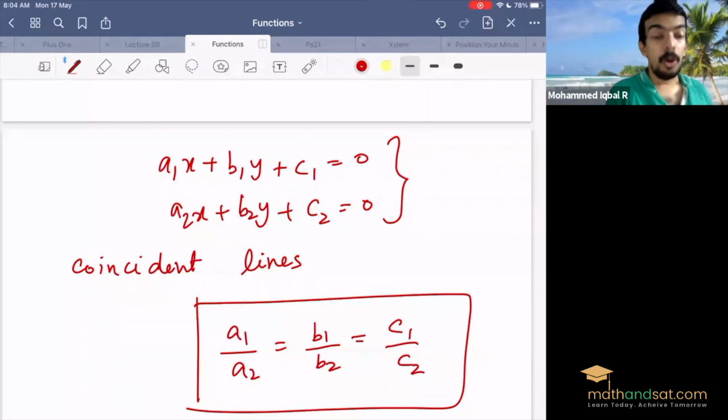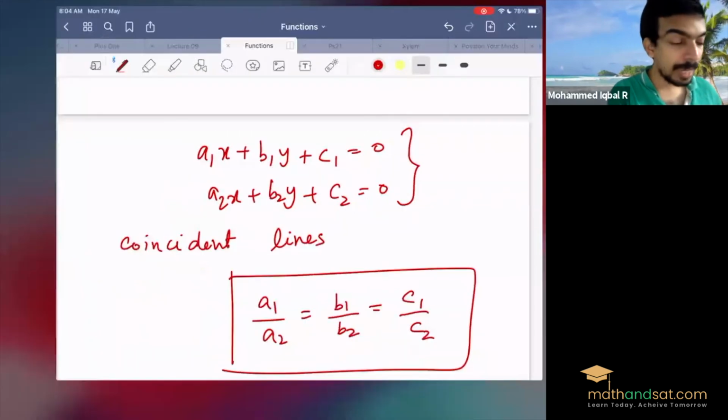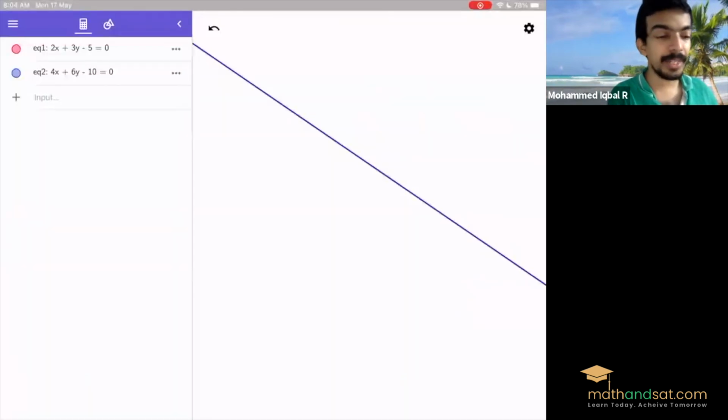Now, in this case, we say that the system of linear equations has infinitely many solutions. Why? Because one line is lying completely on the other line, so any point on the first line is also a point on the second line. When you talk about the common points, every point is a common point. So it has infinitely many solutions.